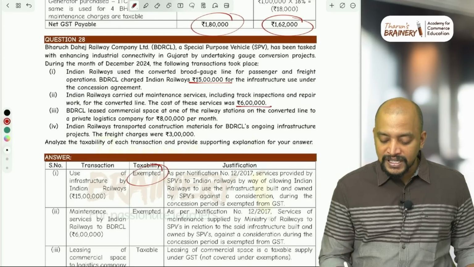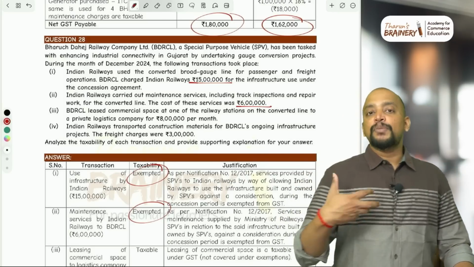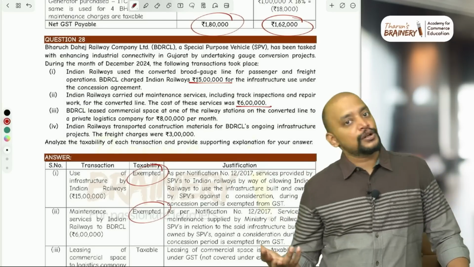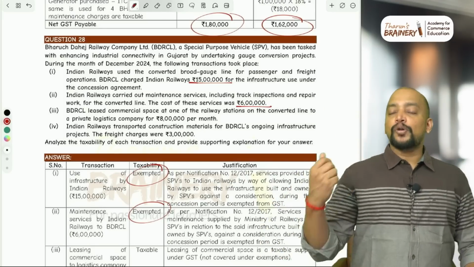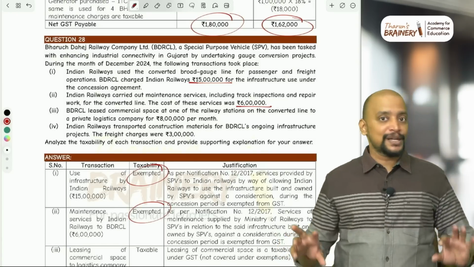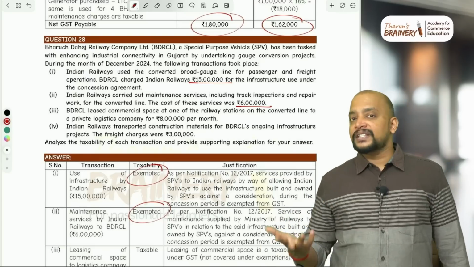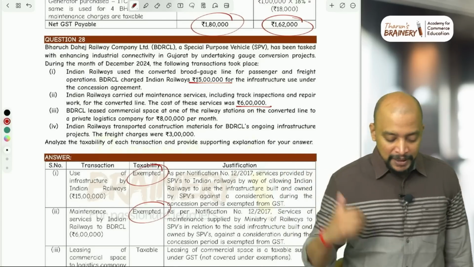Cost of this service was 6 lakhs. That is also exempted. So services provided by SPVs by way of providing the infrastructure to railways is also exempted, and railways providing maintenance services to SPVs against a consideration during the concession period is also exempted. What if it is after concession period? After concession period, this exemption will not be applicable.